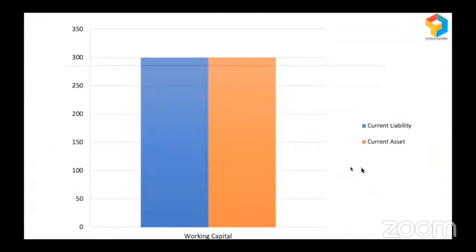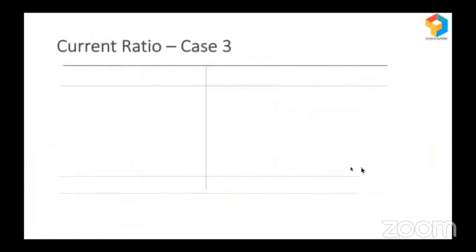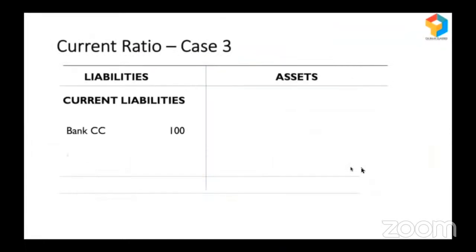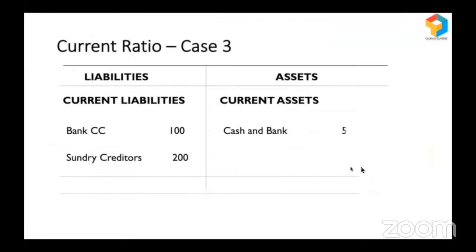Let me take you through scenario 3. Here the current liabilities are the same, whereas current assets are comparatively lesser. Look at your current liabilities, it is 300. Look at your current assets, it is 200. So here you can see the problem. You have to settle 300 million within a period of 1 year, and for settling that you have resources of only 200 million with you.